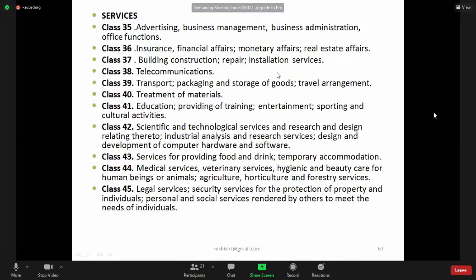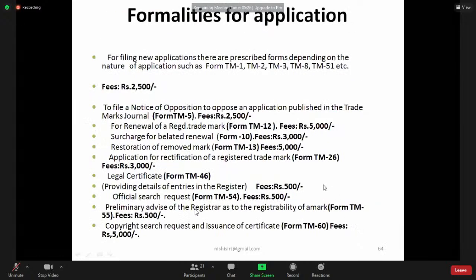Okay. So various types of classes are available. And to get the trademark, you just have to pay 2,500 rupees only. And if there is a delay, then it is 3,000 rupees. For restoration, 5,000 is required. So it is not a big matter.